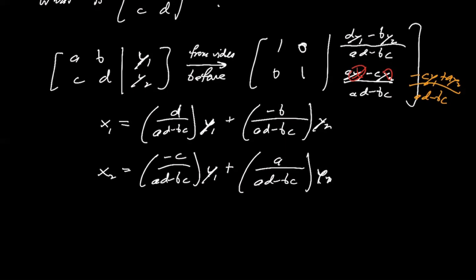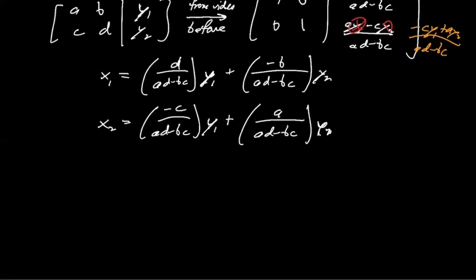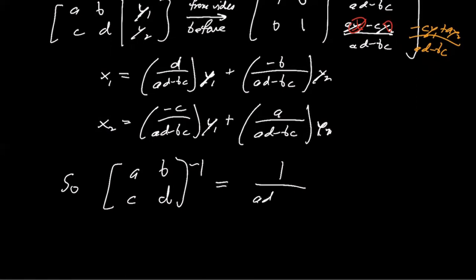And so in fact, these numbers here become the numbers in the inverse matrix. But notice that you have 1 over AD minus BC everywhere. So we can actually factor that out. So in fact, if we want to write this inverse, we can factor out this 1 over AD minus BC. And then we just have these numbers D, minus B, minus C, A. They go there.